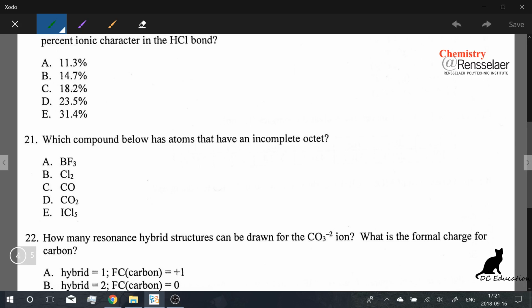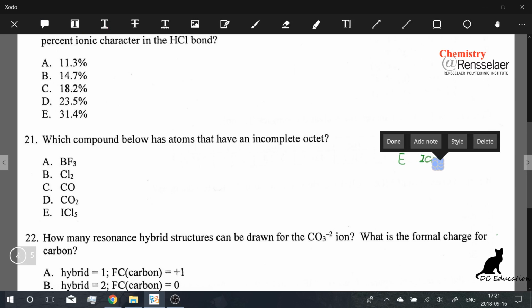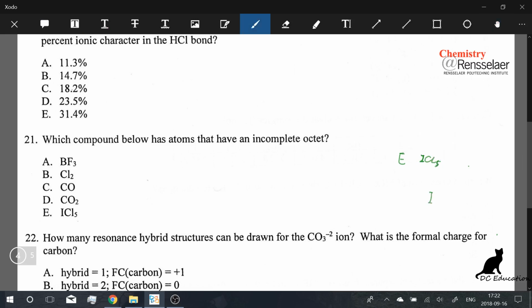It's E. So it's iodine with 5 chlorine. Let's put iodine in the middle since it's the most electropositive, and we just put down chlorines around it, and we connect them together.